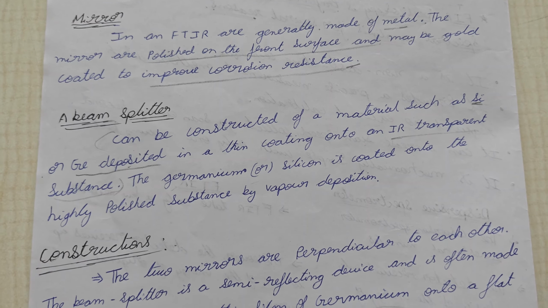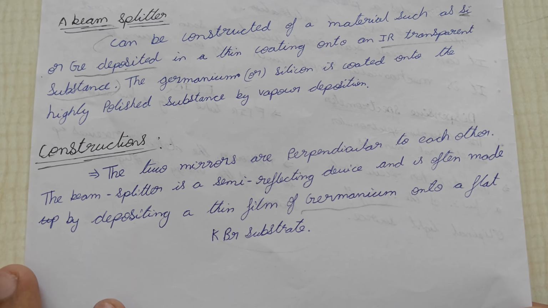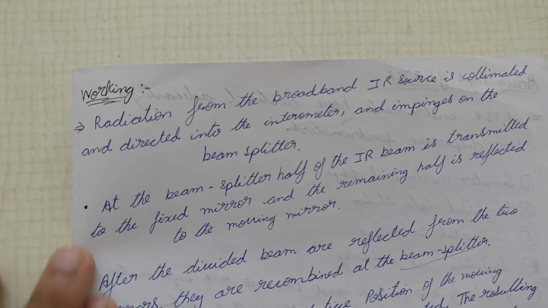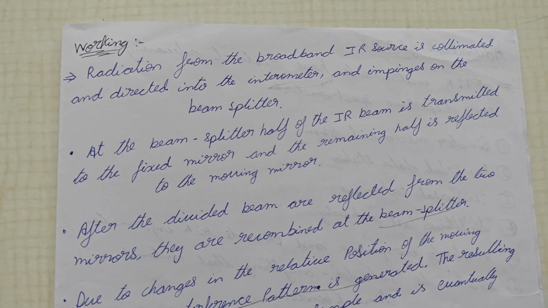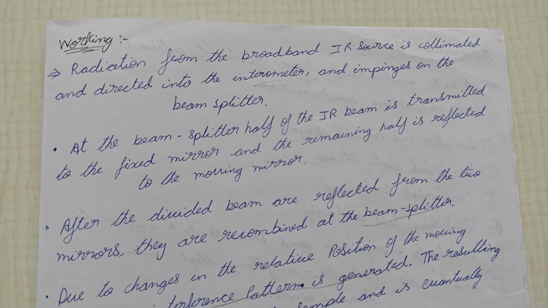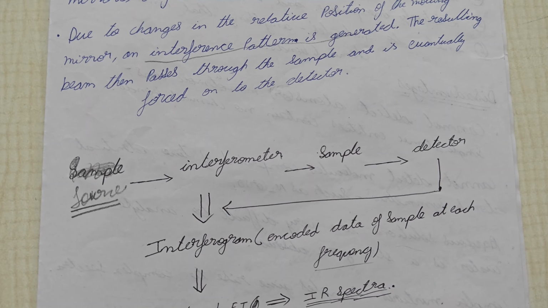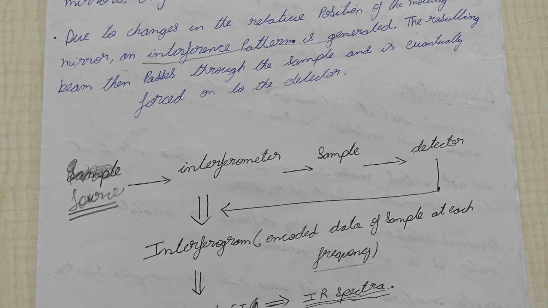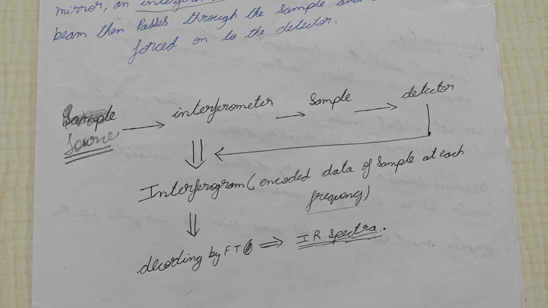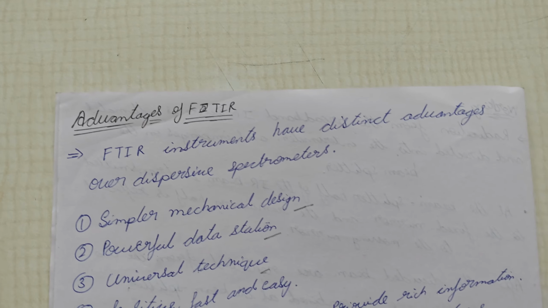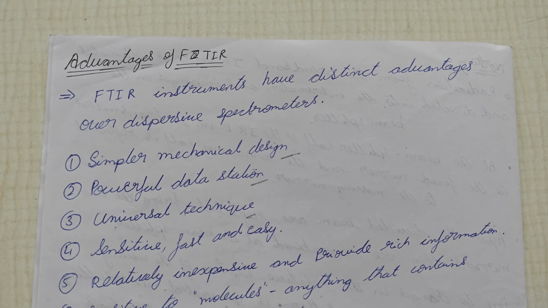The mirrors and the beam splitters, next the construction, and next the working. Mainly here the monochromators are replaced by the interferometers. That's the main difference. I will give the diagram here. These are the advantages.